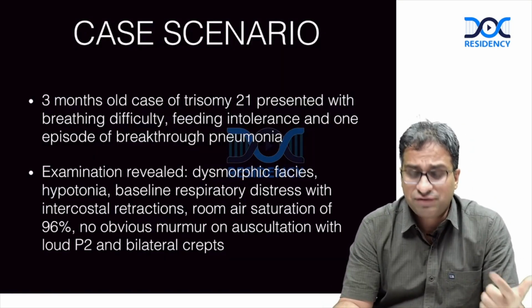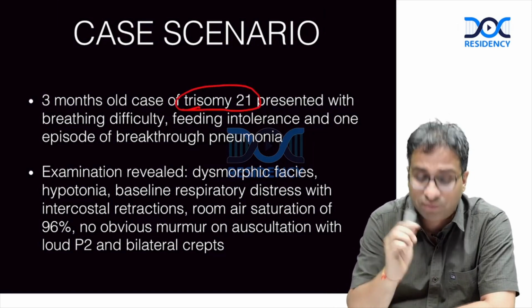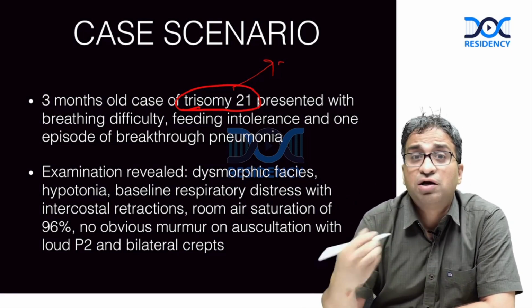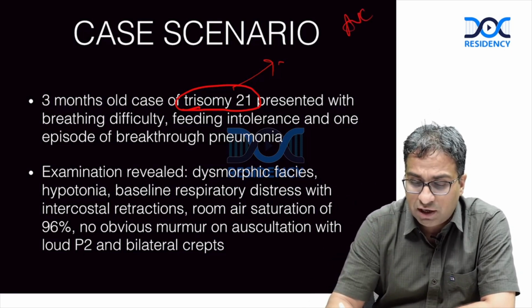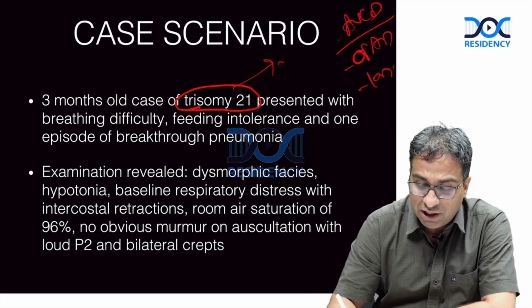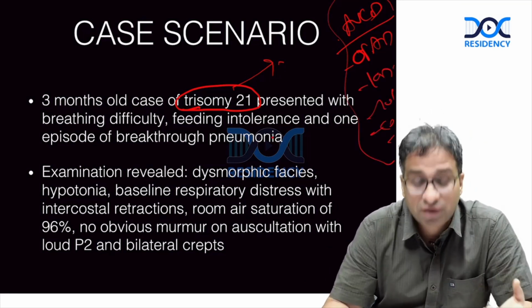So you can see how ASD and VSD present. A 3-month-old case of trisomy 21. You have to take the clue from the trisomy 21. So now immediately you should think of a cardiac case. What are the diseases common with trisomy? That is one, AV canal defect, ostium primum ASD, large inlet VSD, TOF and coarctation. These are the 4 or 5 diseases which are very common with trisomy.